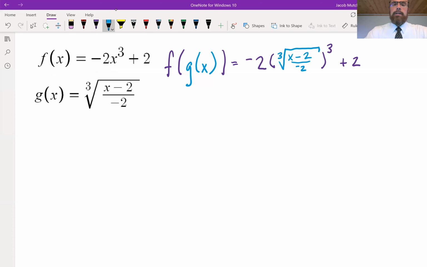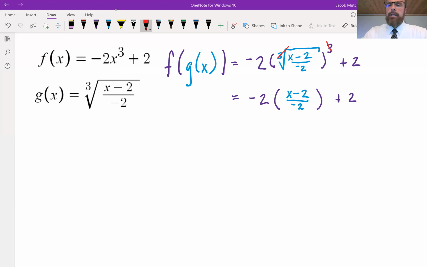So we need to simplify this expression, and where I start is here in this parenthesis group. I see that I've got a cube root cubed, and I'm going to notice that that cancels. The cube root cubed are inverse operations, and so that simply cancels. So my next step would be to record negative 2 times parentheses of the fraction x minus 2. Notice the radical is gone, the cube is gone, and it's just the rational expression there, x minus 2 over negative 2. On the outside, we are adding 2.